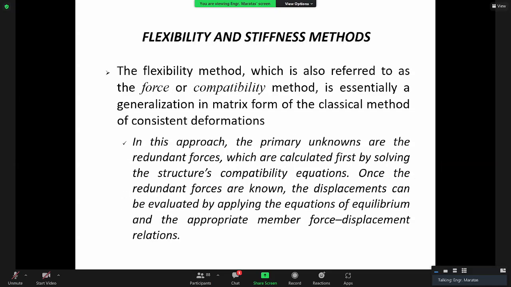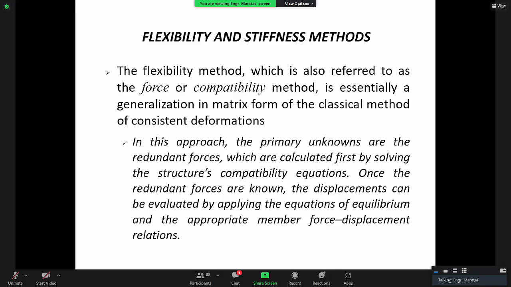So we have here the flexibility and stiffness methods. Actually, in matrix structural analysis, there are two methods. The flexibility method, and the other one is the stiffness method. The one we are using here is the stiffness method. I'm going to explain that later on.